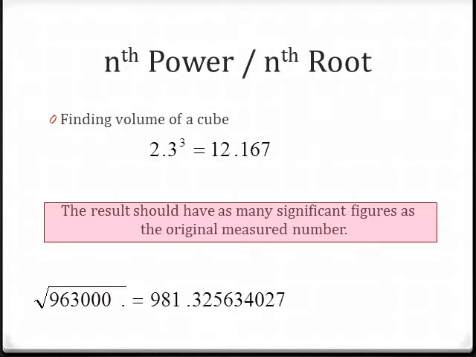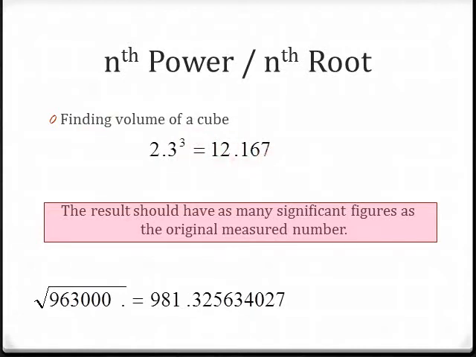The rule for nth power and nth root is very similar to that of product and quotient, as they are very similar in process to them as well, of how you actually find the nth power. The actual rule says that the result should have as many significant figures as the original measured number. Since there's only 1 original measured number, you're just going to match this significance. So 2.3 cubed, if we're trying to find the volume of a cube, is 12.167.